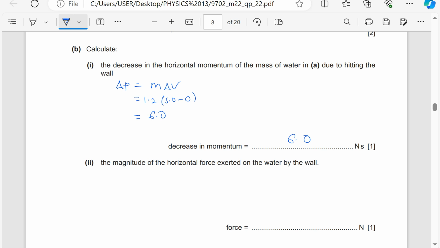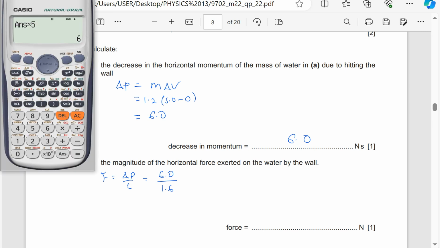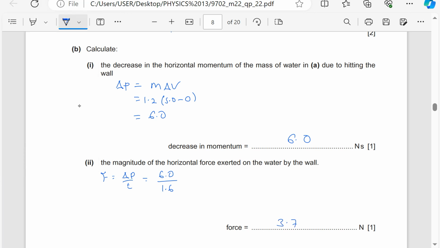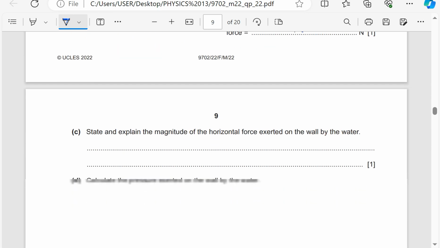The magnitude of the force, of course, we know that force is equal to the rate of change of momentum. So the change in momentum is 6.0 and the time it takes is 1.6. So 6 divided by 1.6, this is 3.75. So this is 3.75 newtons.